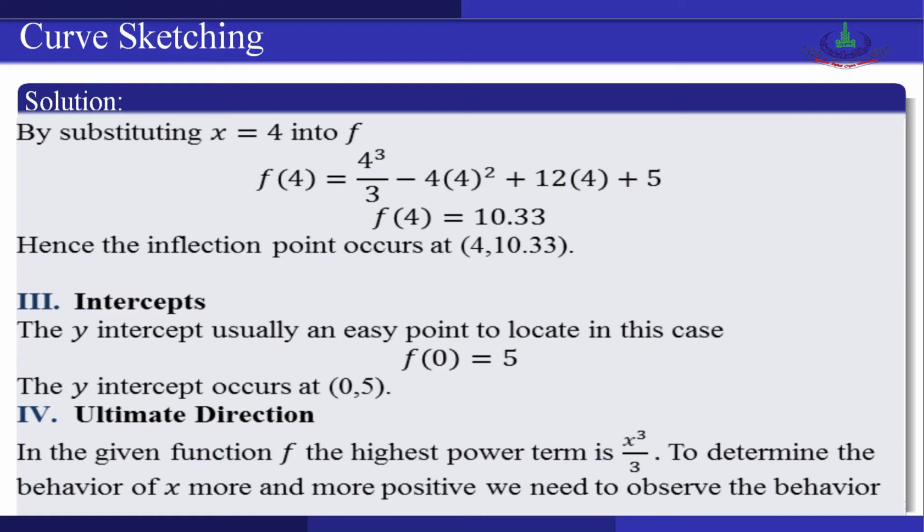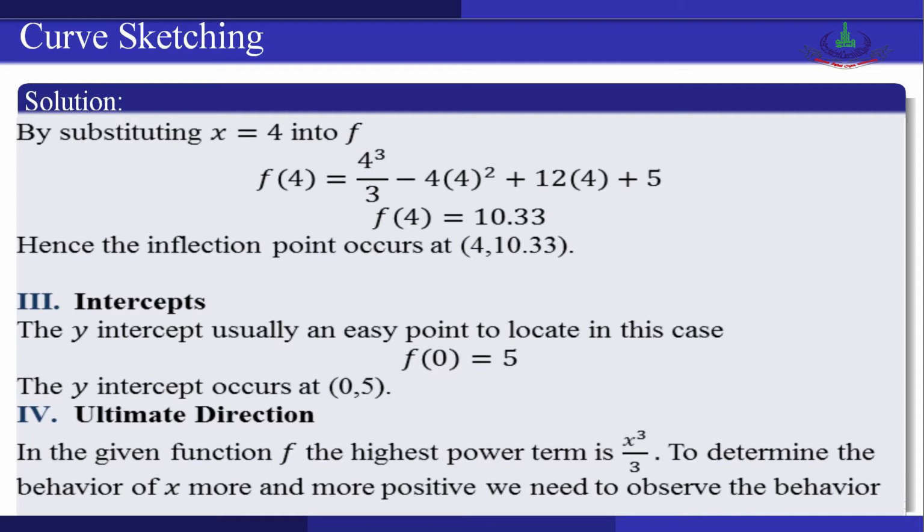Dear students, the third point is intercepts. So first we calculate the y-intercept. The y-intercept usually is an easy point to locate, and in this case it is given by putting x equal to 0 in the given function. We get f of 0 is equal to 5. Therefore, the y-intercept occurs at the point (0, 5).